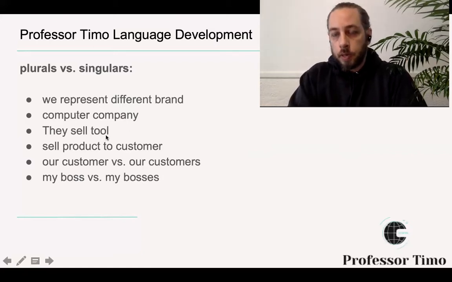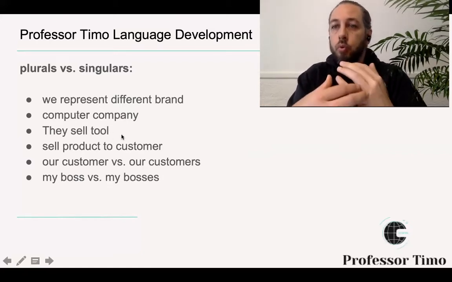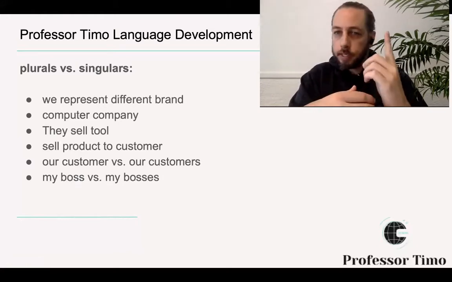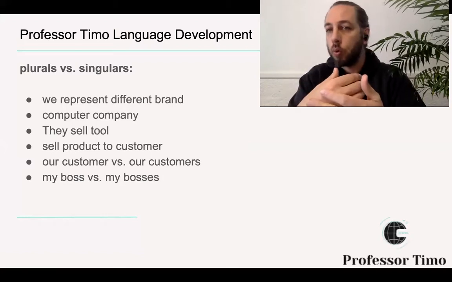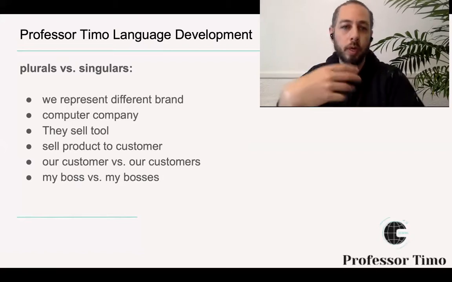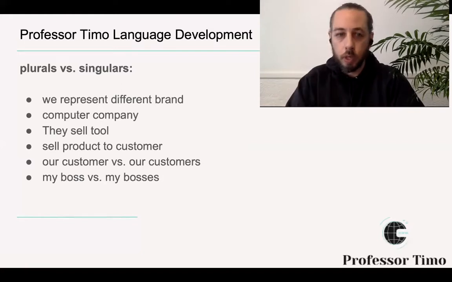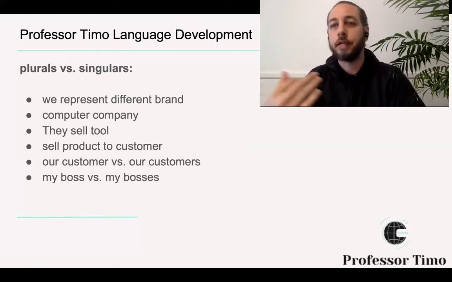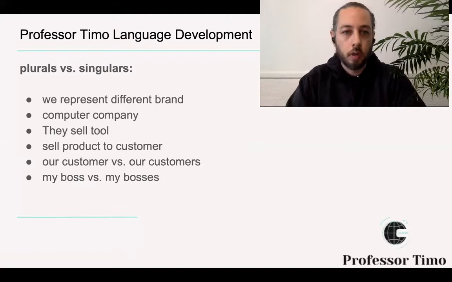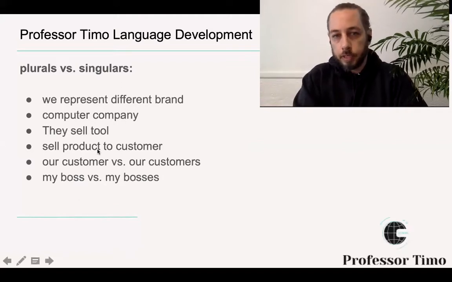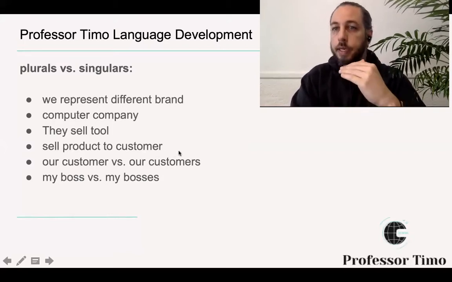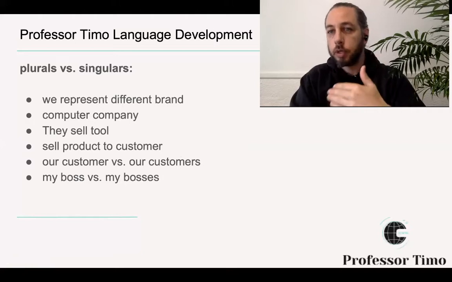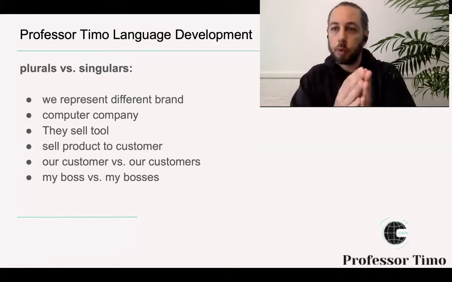Our third example here should be plural. They sell tools. If they just sell one tool, you would specify that they sell a tool or they sell one tool. But in general, a company will sell more than one. So the typical answer is they sell tools. All right. Our fourth example, you've got two nouns here, products and customers. So put that together, sell products to customers. Both nouns will be plural.